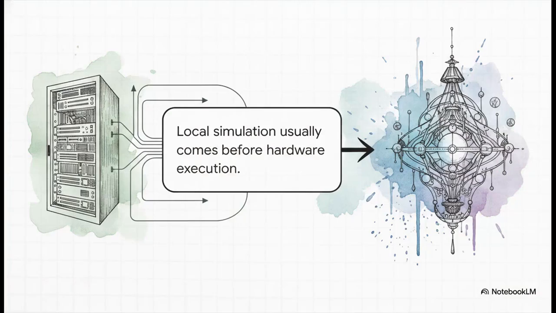Because we can't observe quantum states freely on actual hardware without destroying them, simulators become our absolute best friends. They're our primary substitute for direct observation. And the golden rule here? Local simulation usually comes before hardware execution. Let me be clear, running untested code on real noisy quantum hardware is slow, it's expensive, and it is a fast track to a complete engineering failure.